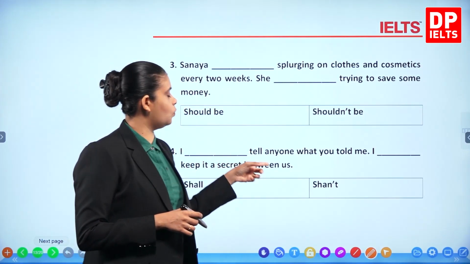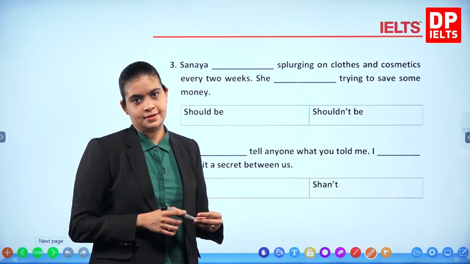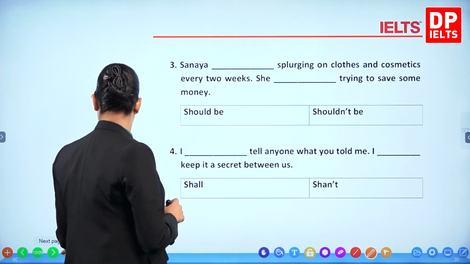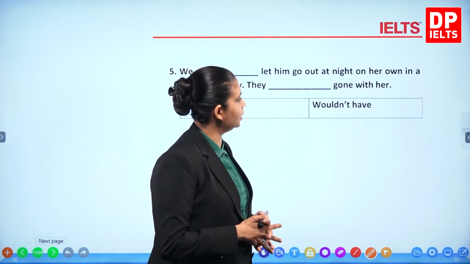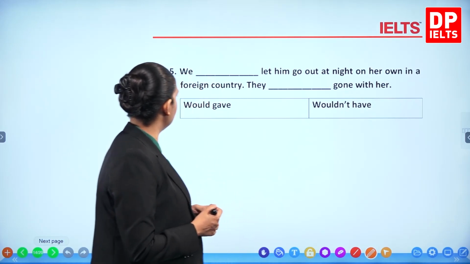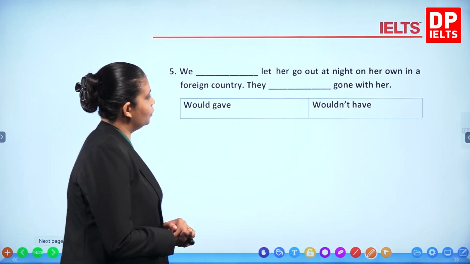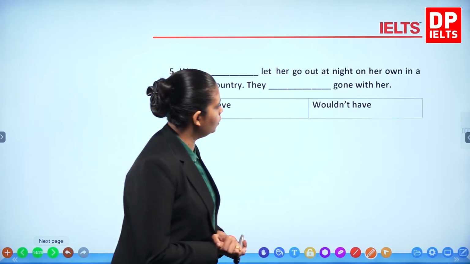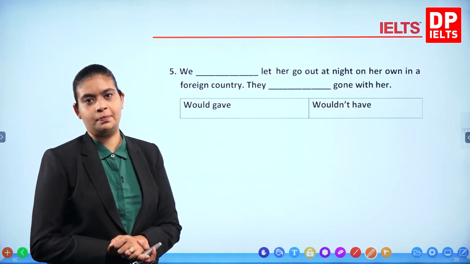I blank tell anyone what you told me. I blank keep it a secret between us. So shall, shan't. Okay. We blank let him go out at night on her own in a foreign country. Alright, so moving on to the next one. We blank let her go out at night on her own in a foreign country. They blank gone with her. Okay, so which word comes to which gap?